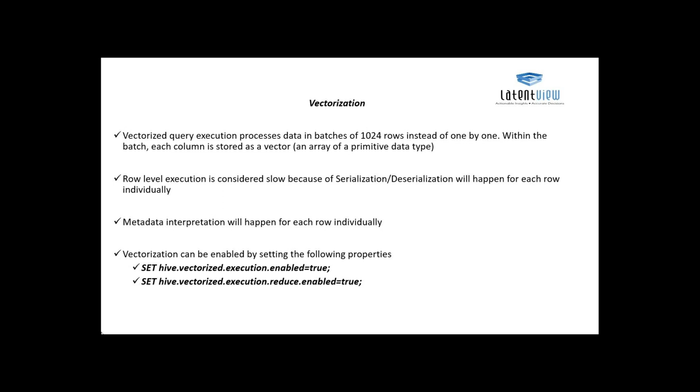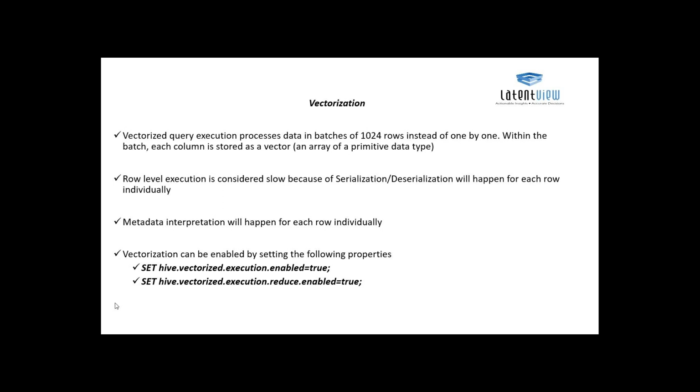These are the two properties which you have to set. One is hive.vectorize.execution.enabled equal to true. Similarly for the reducer also, hive.vectorize.execution.reduce.enabled equal to true. With the process of vectorization, the time taken to scan your entire table will be less, because it processes the data in batches of 1024 records.